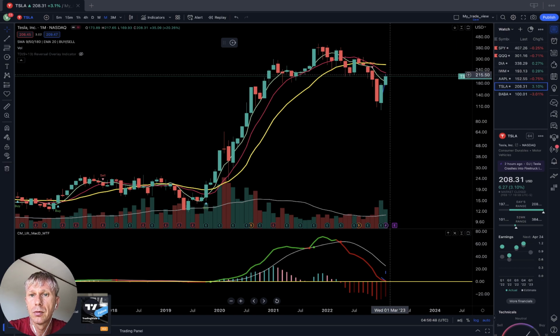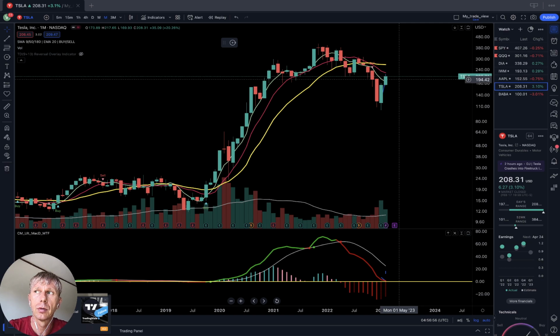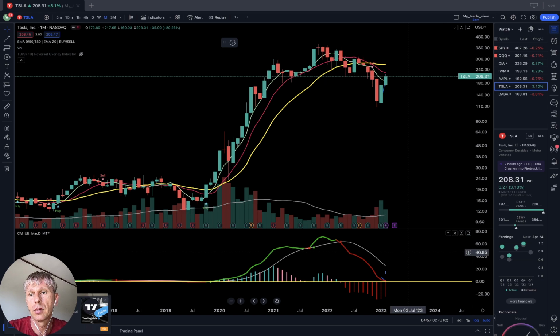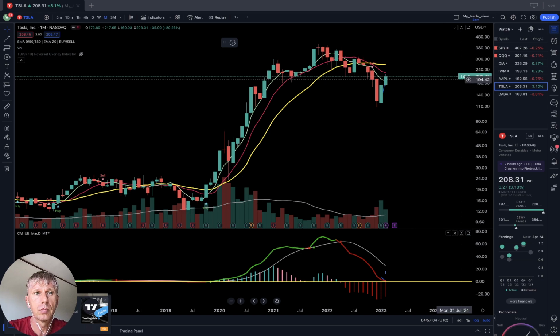We touched the 820, I believe. 220 we touched. It touched already 220 price action. Okay, bearish trend, still bearish trend, no bullish reversal. Let's check on weekly.